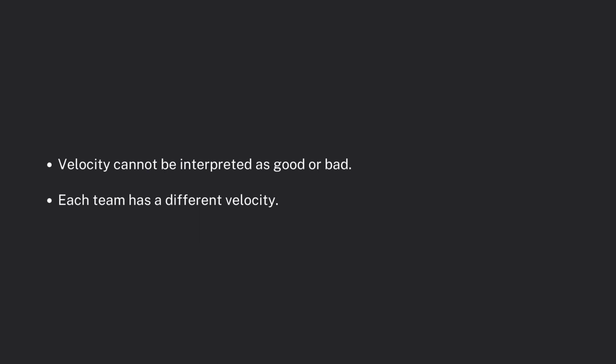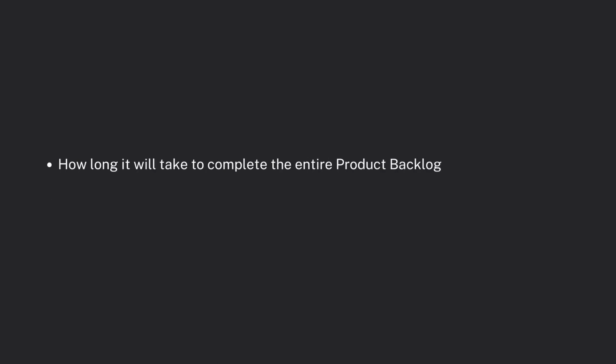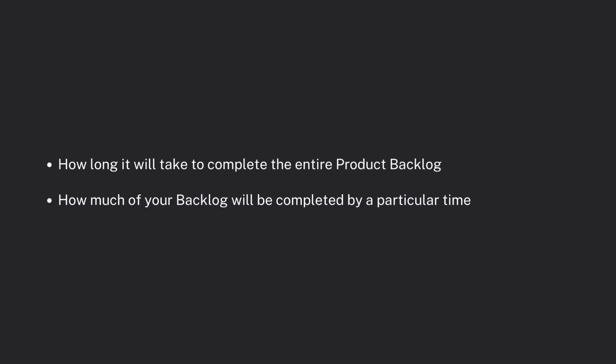Once you have a stable velocity and a refined backlog with prioritization and estimates, this unlocks an incredibly valuable superpower. You can now tell your stakeholders and sponsors two important things. You can tell them approximately how long it will take to complete the entire product backlog and how much of your backlog will be completed by a particular time. This ability to confidently predict when things can get done is one of the most powerful tools in Agile and Scrum, in my opinion.